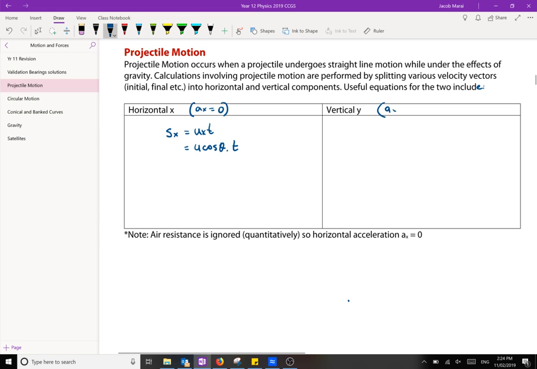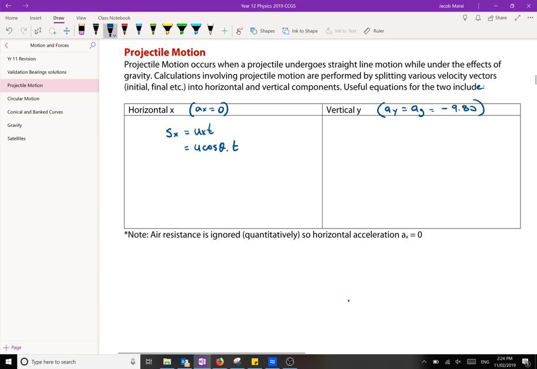Over on this side, we'll say that ay is acceleration due to gravity, which on Earth we will use as negative 9.8. Now be careful here. There was a question in a WACE exam from a few years ago where the projectile motion was on the moon, so you had to use the moon's gravity, which is actually in your data sheet as 1.60. Lots of students got caught out because they did the whole question using 9.8.